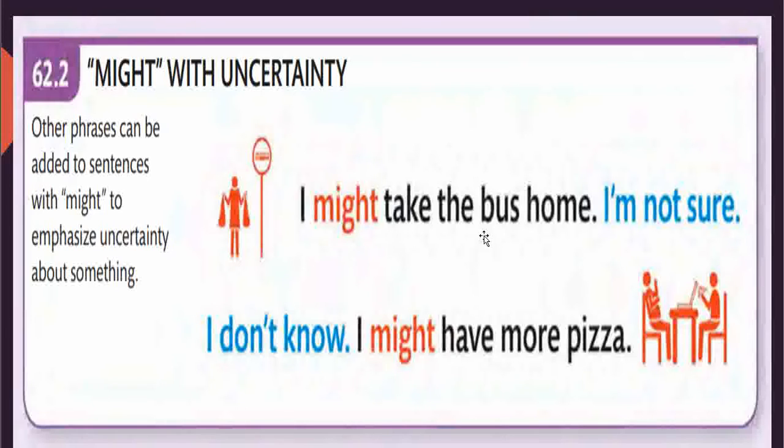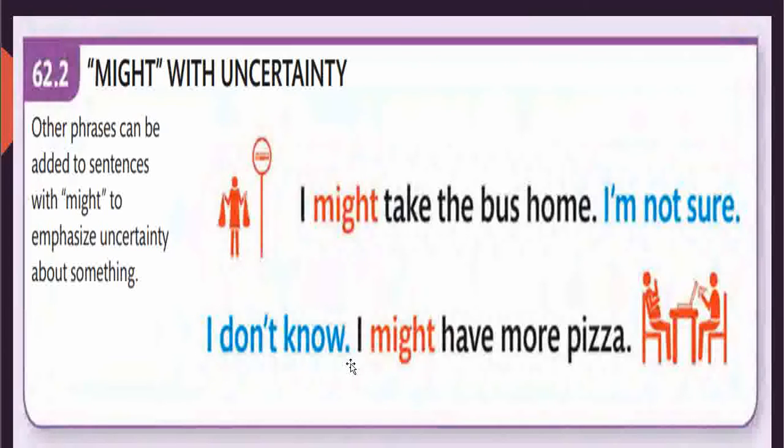I might take the bus home. Now, if I say I might take the bus home, it's a simple construction. What's wrong with it? Where is the uncertainty? The uncertainty comes in the second sentence, the construction. I might take the bus home. I'm not sure. So this structure falls back to the word might.